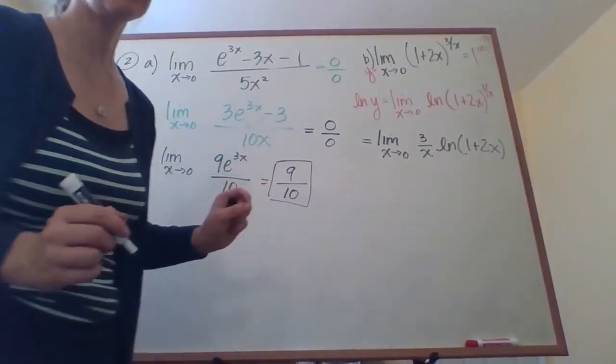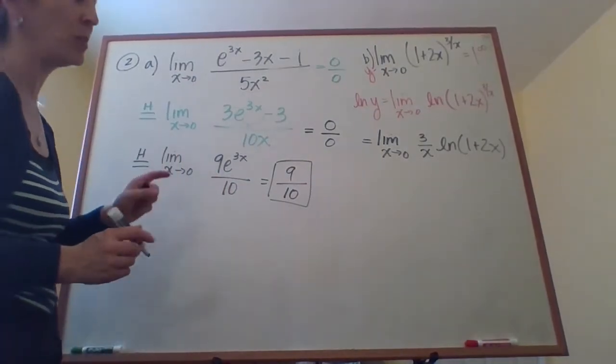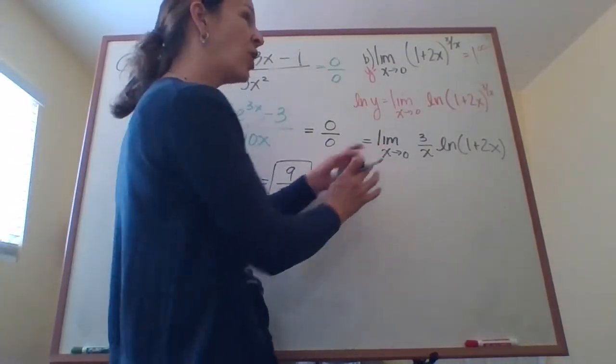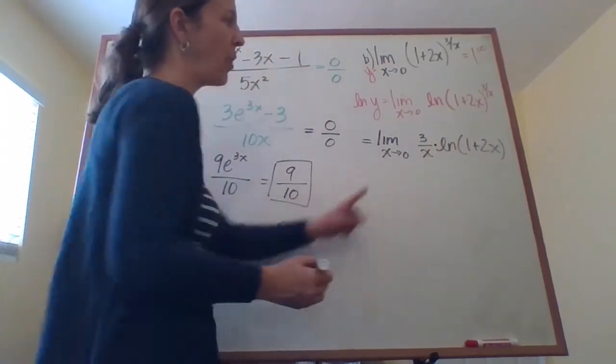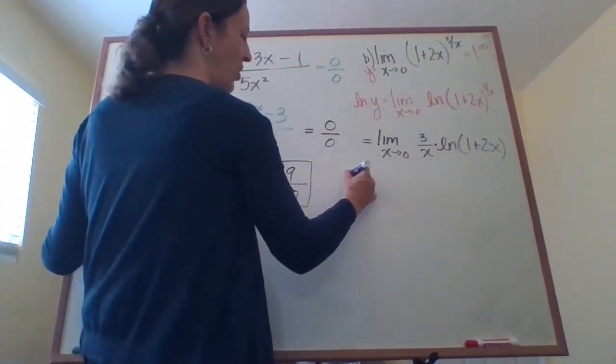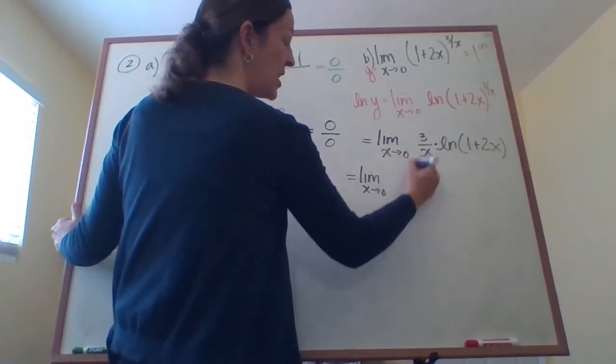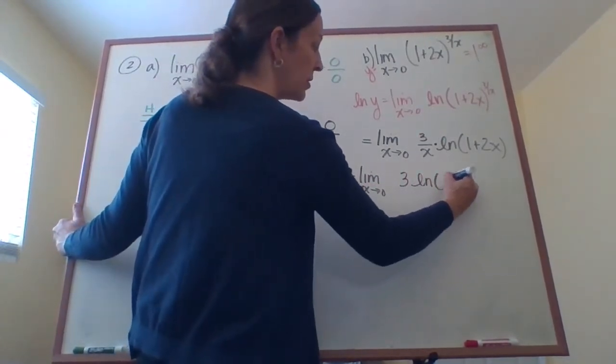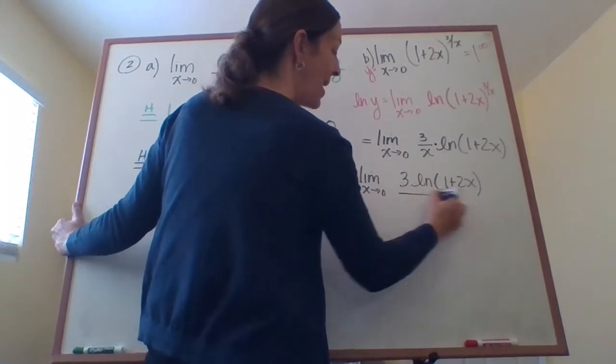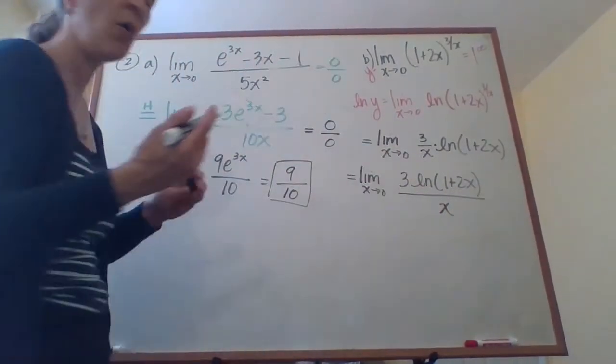Now remember, in order to use L'Hopital, I need to be an indeterminate quotient. And this is not quite set up. Right now it looks like a product of two things multiplied together. But pretty quickly I can write this as a quotient. The 3 is in the numerator, but the x is in the denominator. And now I have a quotient.